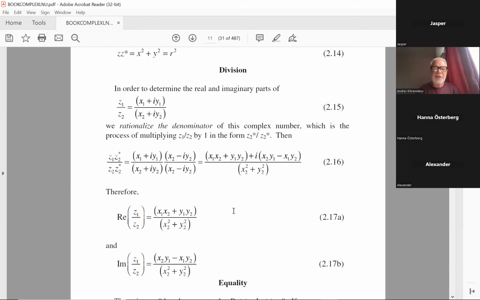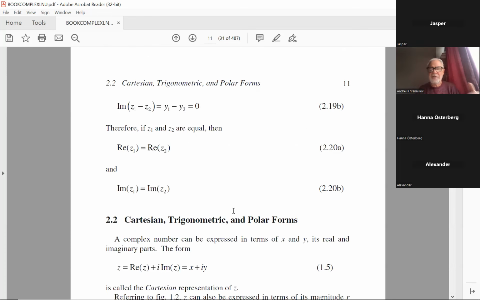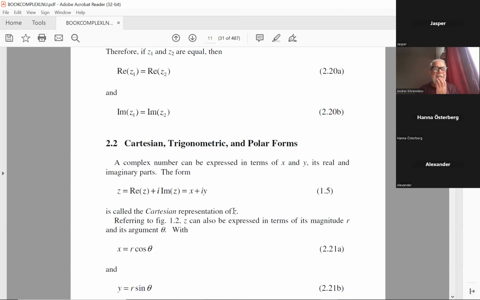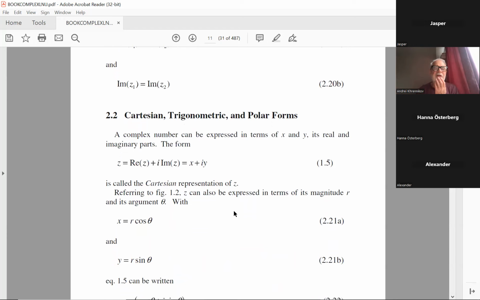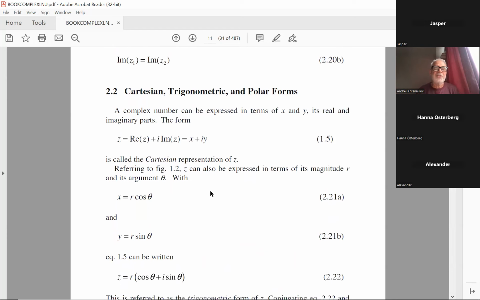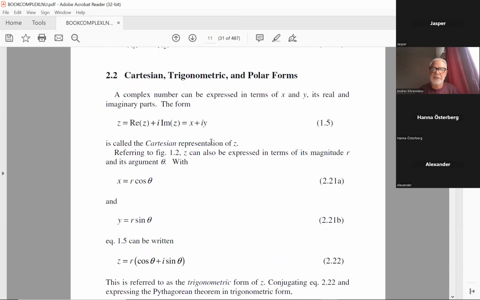So this is the division operation. We go quite quickly, but you can read in the book, and then you will get many exercises. Now coming to something more interesting. So this is the Cartesian representation, if you have seen the Cartesian representation.